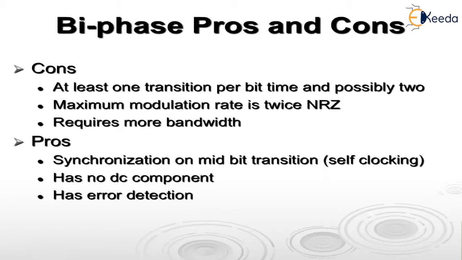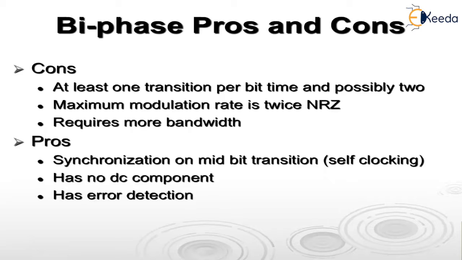Second advantage is no DC component. Third advantage is error detection. The absence of the expected transition can be used to detect errors. Noise on the line would have to invert both the signals before and after the expected transition to cause an undetected error.